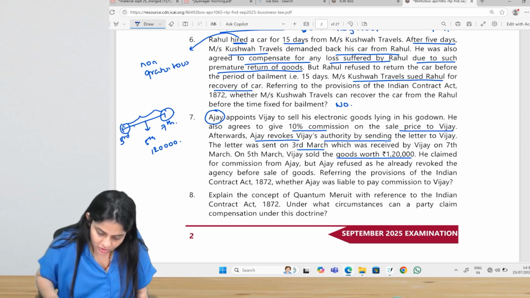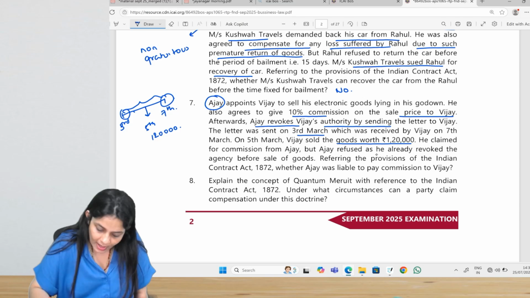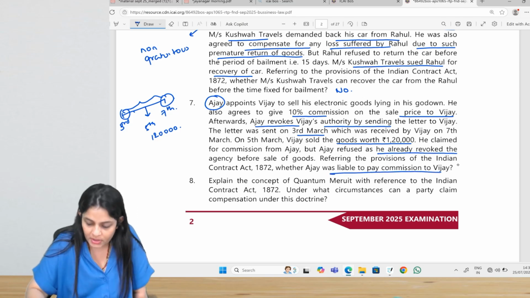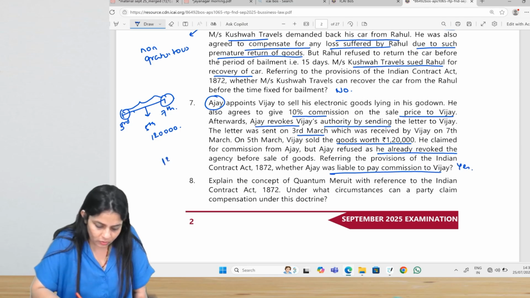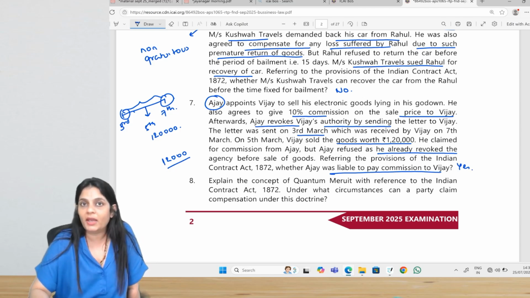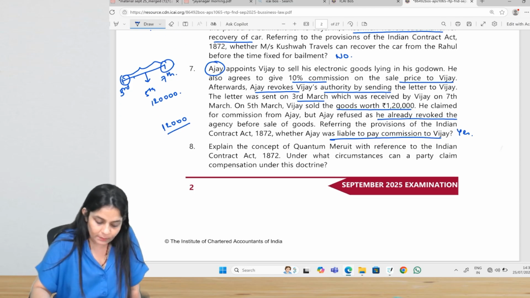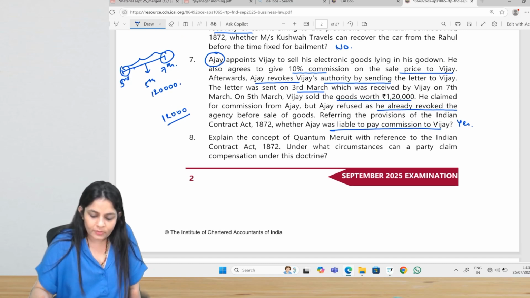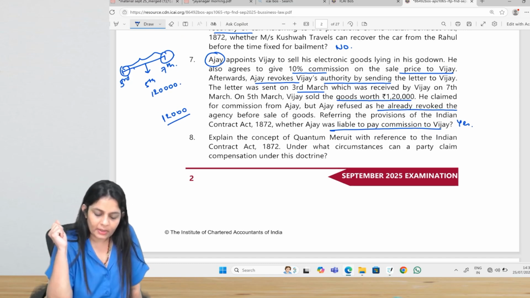He claimed commission from Ajay, but Ajay refused as he had already revoked the agency. Whether Ajay was liable to pay commission? Yes. He is liable to pay a commission of 12,000 to Vijay because the sale was made before the termination of agency. Explain the concept of quantum meruit with reference to the Indian Contract Act.